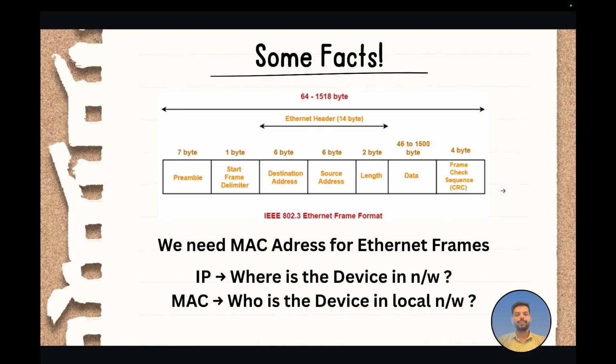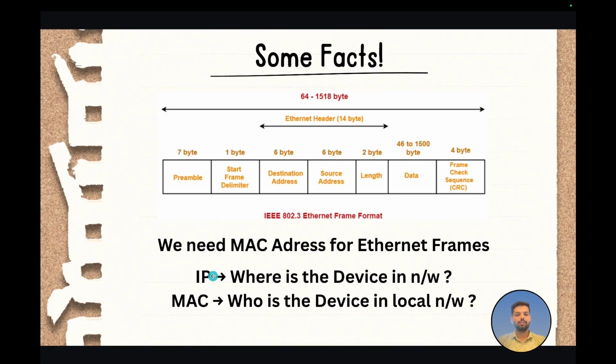Before we get to the reasons why we need it, here are some facts that might answer your question. This is the IEEE 802.3 Ethernet frame format. You can see we have a lot of different fields: preamble, start frame, destination address, source address, length, data, and frame size. These are the fields in the IEEE Ethernet frame format. We need MAC addresses for the Ethernet frame, since the destination and source addresses will be MAC addresses. Before this we can't build the next layer header, so obviously we need it.